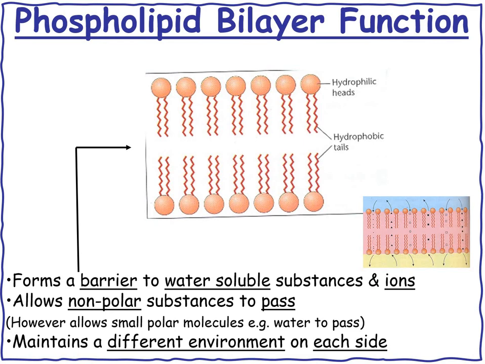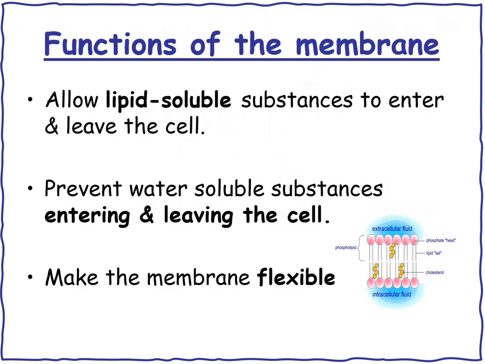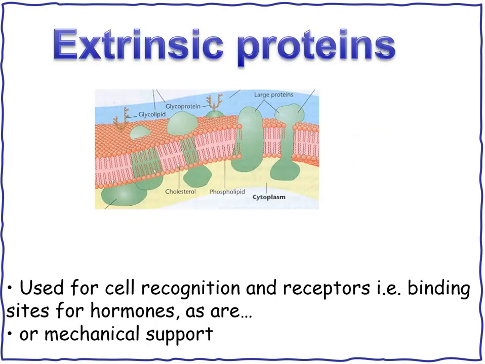Another function of the phospholipid bilayer is it maintains a different environment on each side. So the functions of the membrane are they allow lipid-soluble substances to enter and leave the cell, they prevent water-soluble substances entering and leaving the cell, and they make the membrane flexible. So now we'll look at proteins in the phospholipid bilayer.